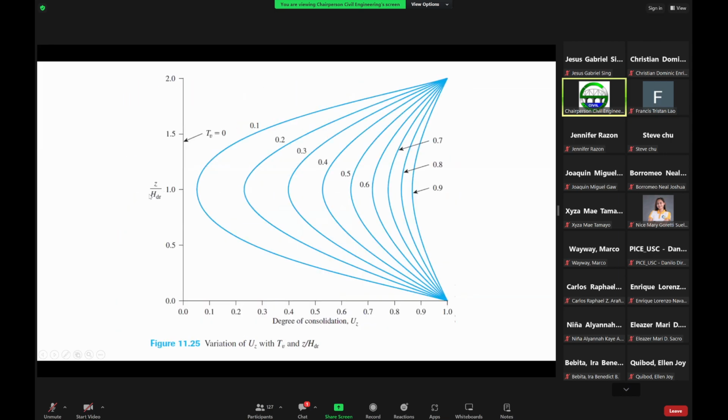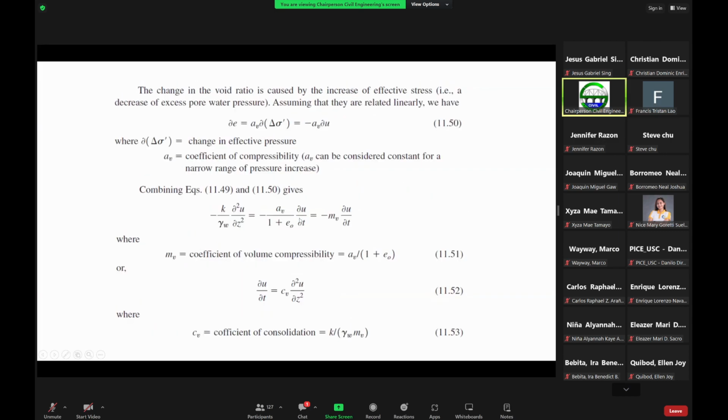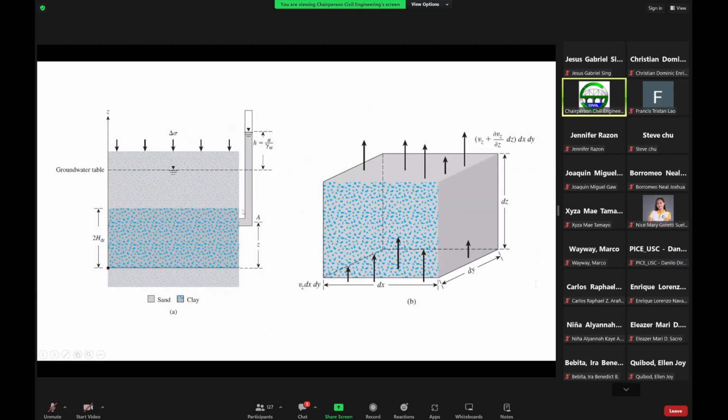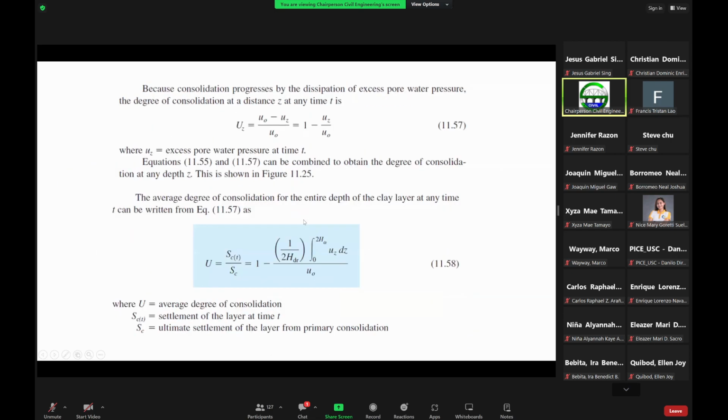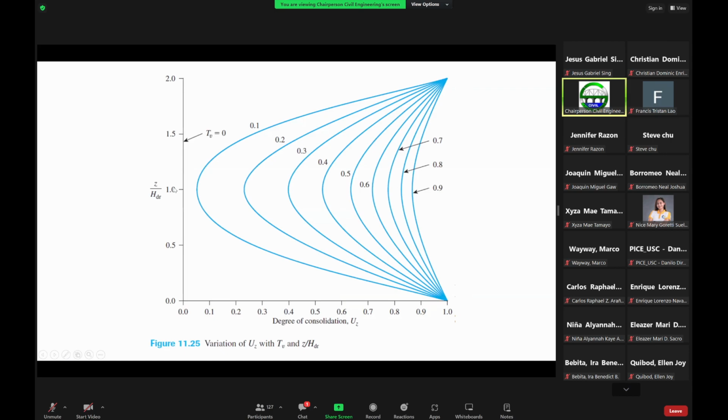And then Z over HDR is your ratio. If Z over HDR is 1, then I'm referring to this point here, because this depth is 2 HDR. So one half of that is HDR. So when Z over HDR is equal to 1, then I'm referring to this point, and that is this one here, a value of 1.